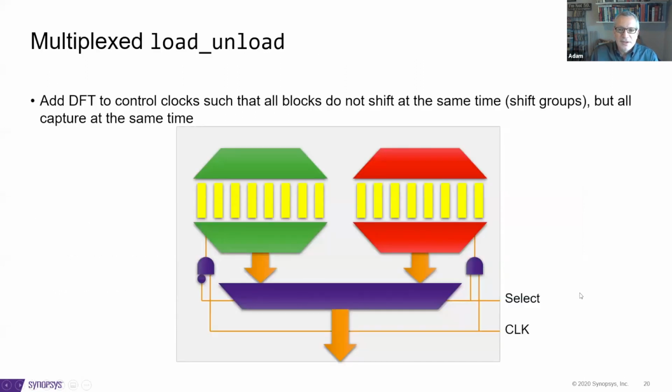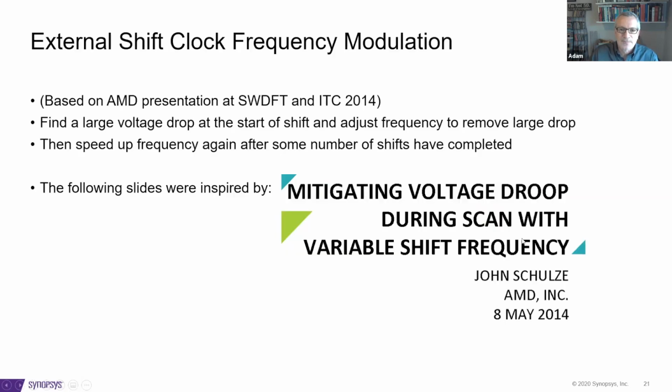Another thing that could be done, again, a little more expensive, and also having extra hardware, is you could shift in different boxes at different times. For example, we could load up the green box with its scan data, and then switch and load up the red box with its scan data while holding the green data. And then you go to launch and capture, and then again, unload the green data, unload the red data. Again, you have to have some hardware in there to make that work, and it is going to cost you in terms of test time because you're doing things serially now. But that's certainly a mechanism to save power during shift.